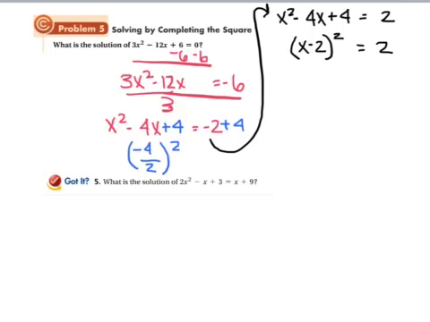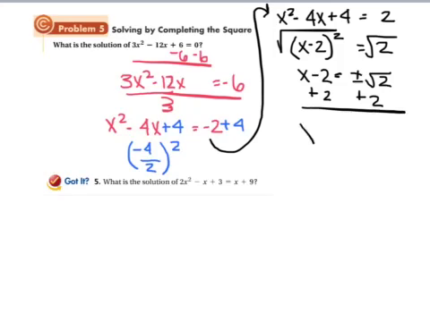Now this should take you back to, I believe it was example problem number 3 from this section, where you have your perfect square trinomial and you're solving. You take the square root of both sides. Taking a square root gives you a positive and negative answer. Keep solving for x. X equals 2 plus or minus the square root of 2.